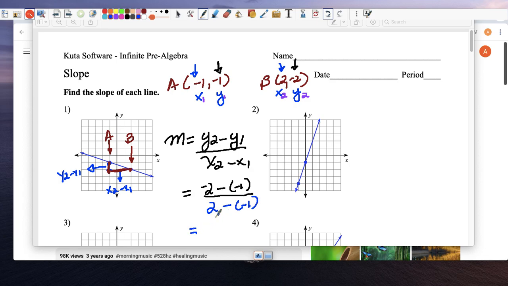Now, before I even process this, I'm looking at this slope. The slope is going down from left to right. So we know my answer is going to be negative something, because it's decreasing. So on the top, -2 minus -1 is the same thing as -2 plus 1, which gives me -1. On the bottom is 2 minus -1, which is the same thing as 2 plus 1, which is 3. So the slope of this line is -1 over 3. And we'll talk about what that means in more detail, but that's pretty much what I want you to do today.